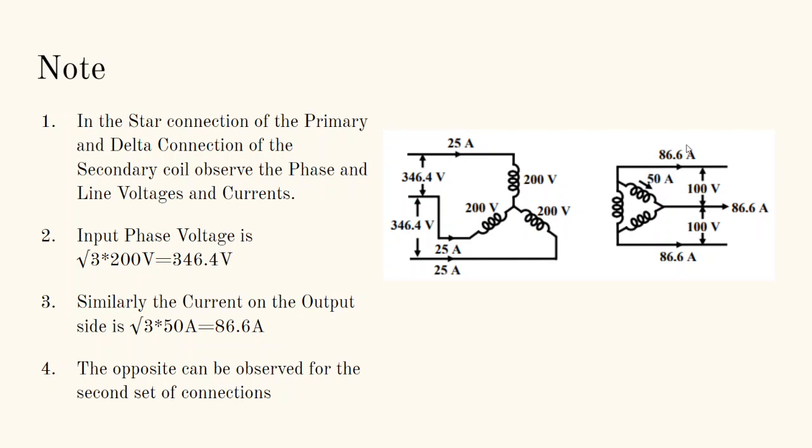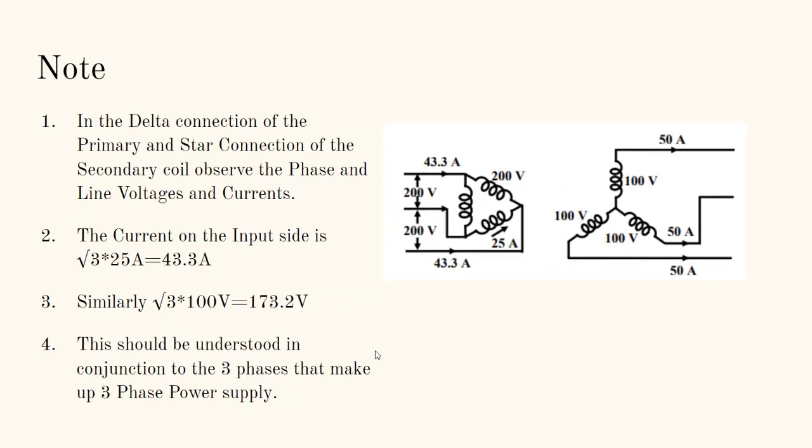Each line has 86.6 amps. So currents are combined, voltages are split, or voltages are combined, currents are split. So that's the take home from this. Take your time, understand it, go through it in detail.